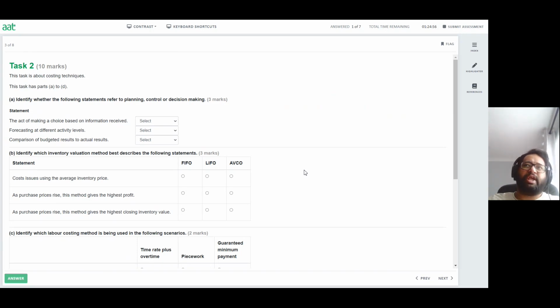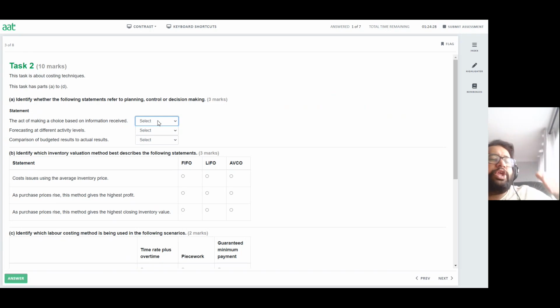So the next question is, identify whether the following statements refer to planning, control, or decision making. The statement is: the act of making a choice based on information received. So here, the act of making a choice based on the information received is going to be what? It's going to be you making a decision, isn't it? You're making a decision with that information.